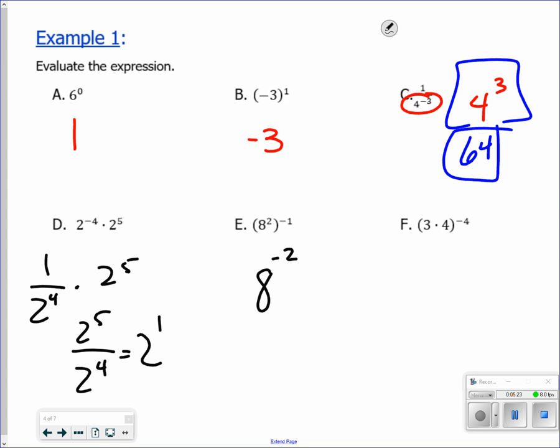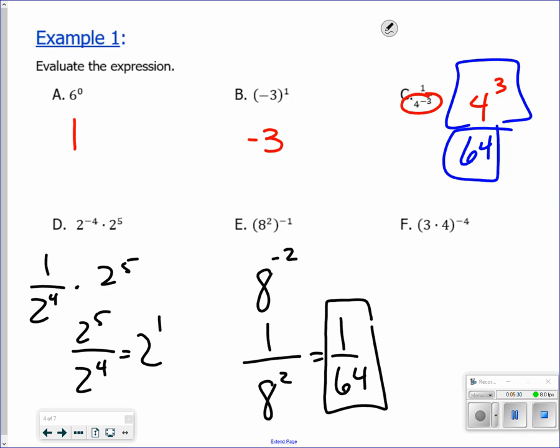Okay, so I'm going to go ahead and multiply it. 8 to the negative second. Can't have a negative. It needs to go on the bottom. And depending on whether or not they want you to evaluate or not, 8 to the second power is 64. Again, anytime you have a negative exponent, it's in the wrong place.